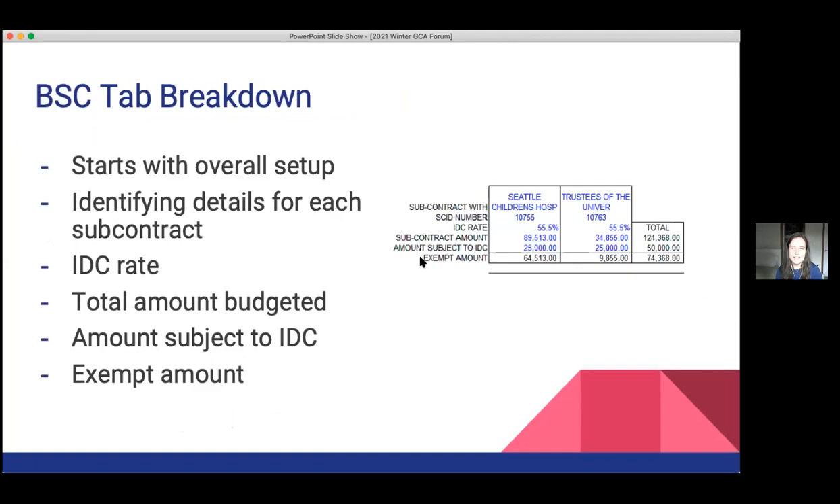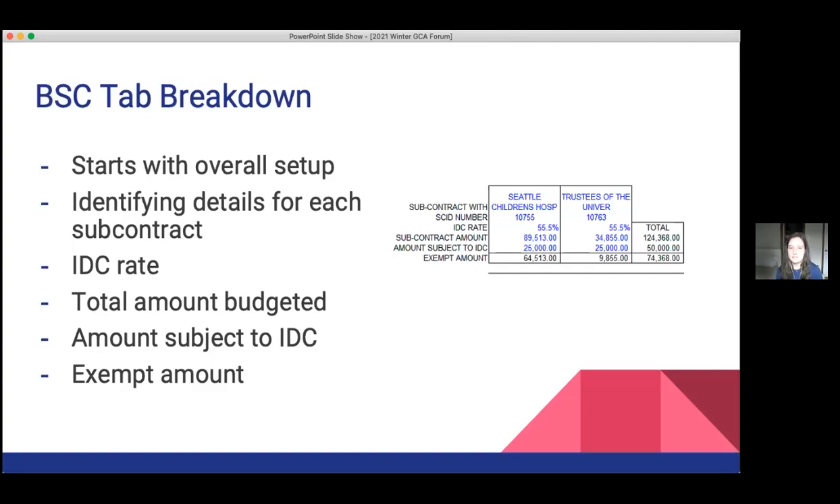So each subcontract has a column in the spreadsheet identifying some subcontractor information as well as the subcontract ID number. The IDC rate is listed, total amount of the subcontract, the amount subject to IDC, and the exempt amount, which is based on the sub-award amount or what's projected to award out. And so in this case, the base is 18. So the amount subject to IDC is capped at $25,000.